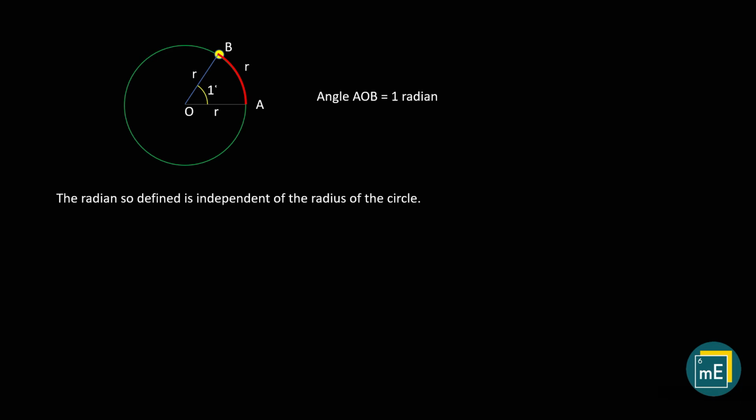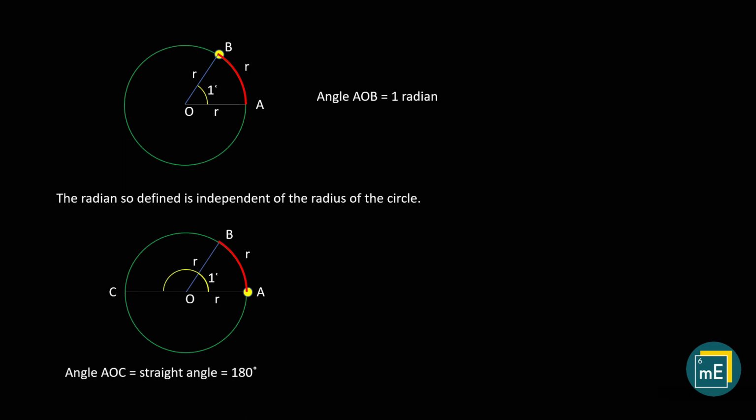Now let's try to understand how this definition of radian is independent of the radius of the circle. Let's redraw the same circle over here. In this case, segment AC represents a diameter of the circle, and therefore angle AOC is a straight angle which measures 180 degrees. To show that the definition of radian is independent of the circle radius, let's use a concept which says that the angle subtended by an arc at the center is proportional to the length of the arc itself.